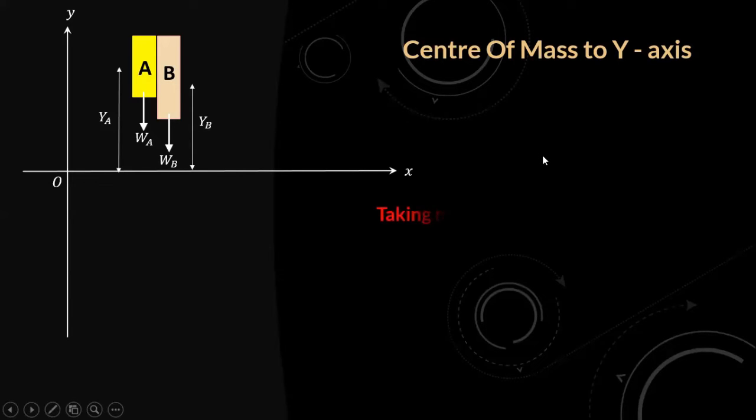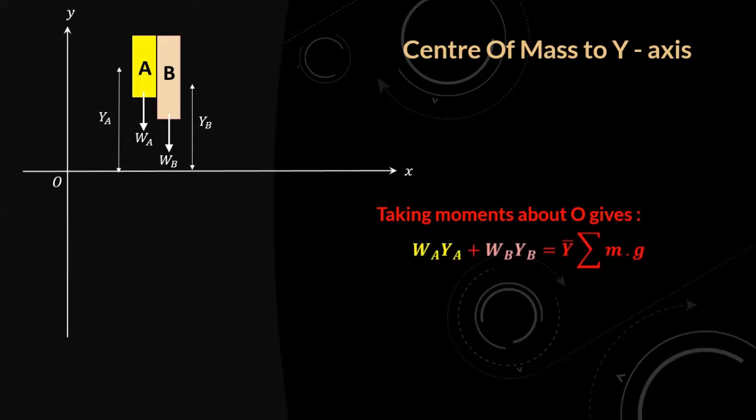Okay, by taking moments about O, or origin, gives WA times YA plus WB times YB equals W bar times sigma m times gravity. As we know that W equals m times gravity, so we can write MA times gravity times YA plus MB times gravity times YB equals Y bar times sigma of mass times gravity.